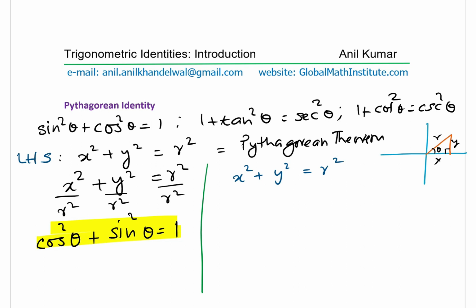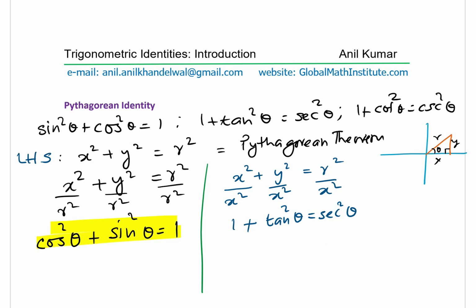Now let me divide by the term x square, all the three. So we get 1 plus y over x is tan. So we get 1 plus tan square theta equals to r over x, which is secant square theta. So we have shown the second one.